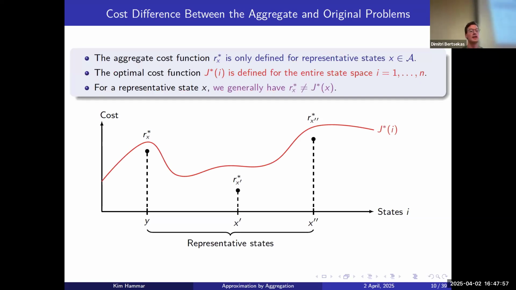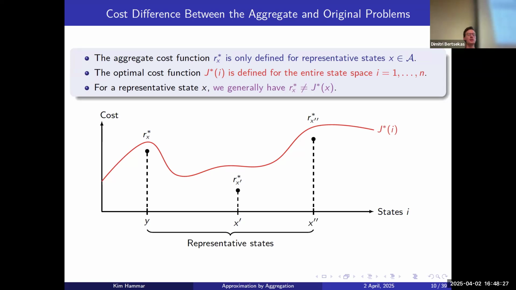First of all, they will generally have different costs at the representative states. And this is because the original problem and the aggregate problem have slightly different dynamics in how you transition between states. And another fundamental difference is that the original cost function, J star, is defined for the entire state space. But the aggregate cost function is only defined for the representative states.